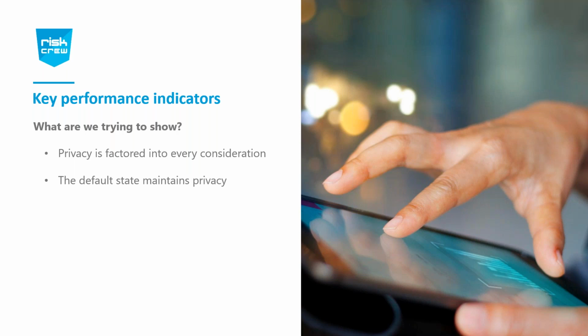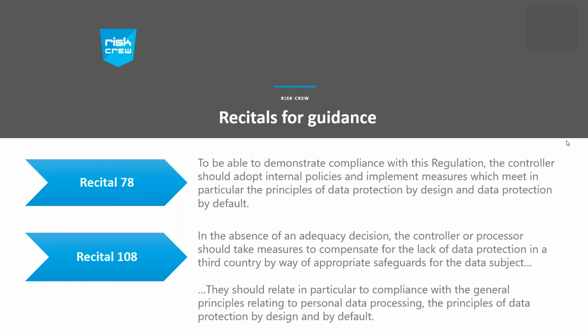The next slide shows 2 recitals from the GDPR legislation, which will give you some indication of what people are looking for. Now, recitals are provided as part of the legislation text to give guidance to specific areas or specific points. They don't form part of the legislation, but they are good to give guidance. Now, recital 78 says to be able to demonstrate compliance with this regulation, it should adopt internal policies, and we're talking about data protection policies, and implement measures which in particular implement the principles of data protection by design and data protection by default.